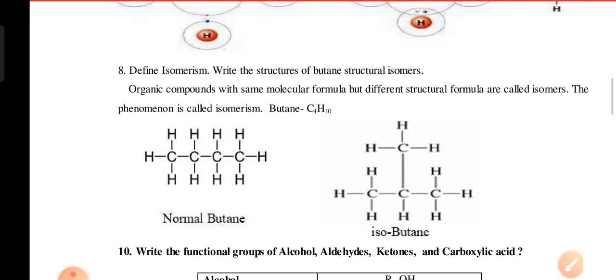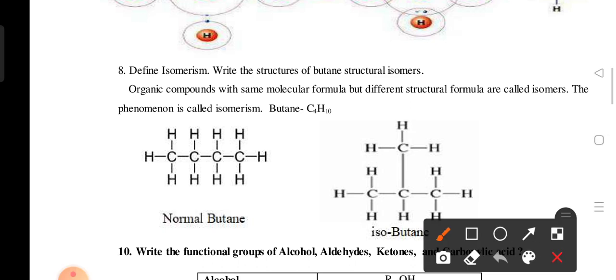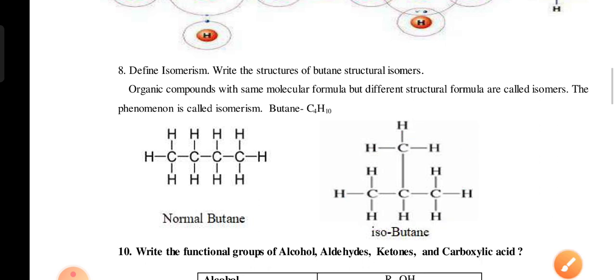Define isomerism. Write the structures of butane structural isomers. Organic compounds with the same molecular formula but different structural formula are called isomers. The phenomenon is called isomerism. Butane, normal butane, n-butane we also call it. n-butane, C4H10. Then isobutane, that is also C4H10, but the chain is branched.